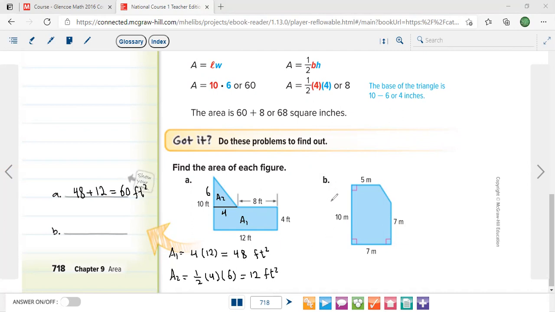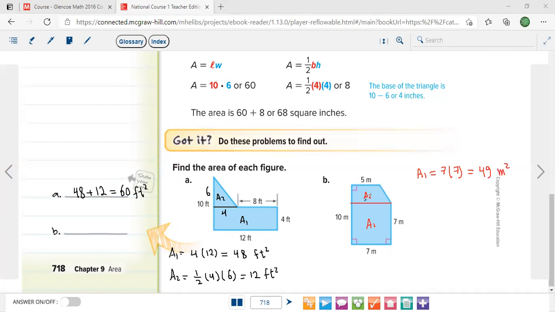Now figure B. Also I will divide figure B into two well-known figures this way. So it will be two shapes, as you can see. I will name this area as area 1 and this area as area 2. Area 1 is a square because the length and width are the same, 7 and 7. So area 1 is 7 multiplied by 7, that is 49 meters squared.